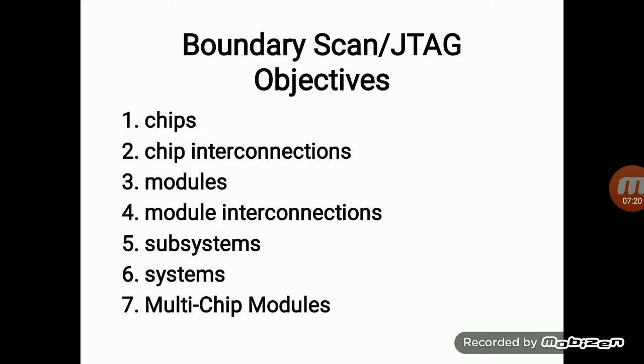Next, go for boundary scan or JTAG. This is an advanced testing method. It is used for generating tests effectively. What is the advantage of boundary scan? We can test chips, chip interconnections, modules and module interconnections, subsystem interconnections, and multi-chip modules. These facilities are available for complete testing of the boundary.